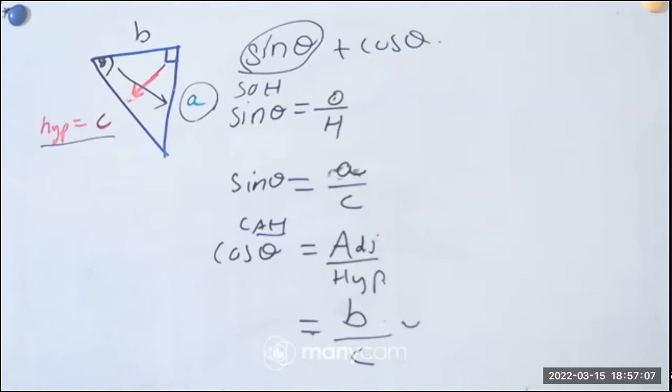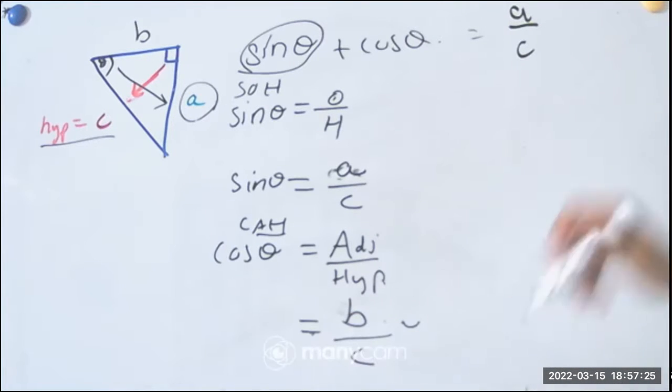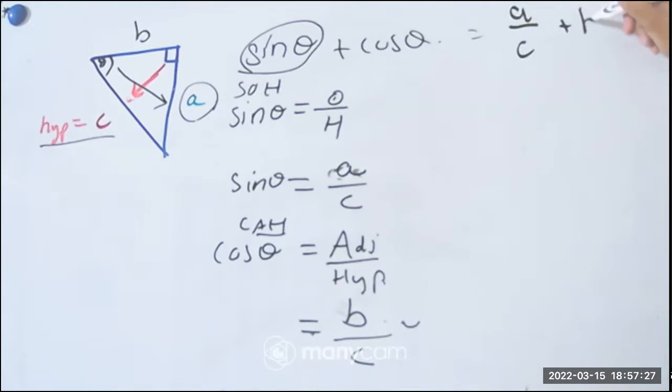Now the question says sine of theta plus cosine of theta. So what is sine of theta in this case? Sine of theta would simply be what we found here. So it would be A over C. Cosine of theta would be B over C. And that would have been your solution for this problem, right?